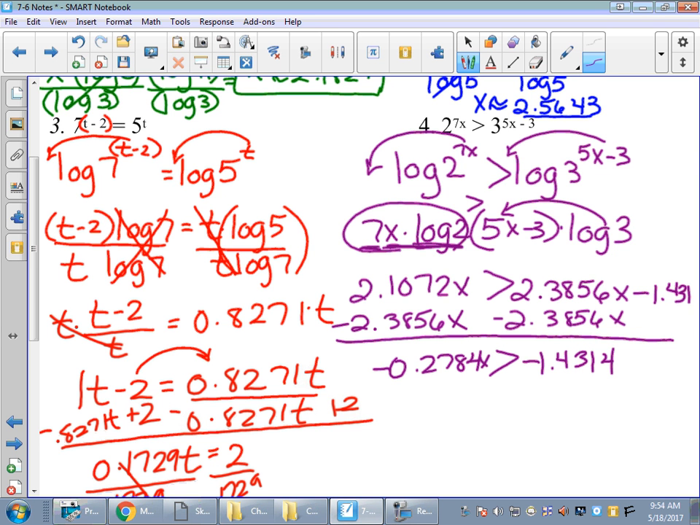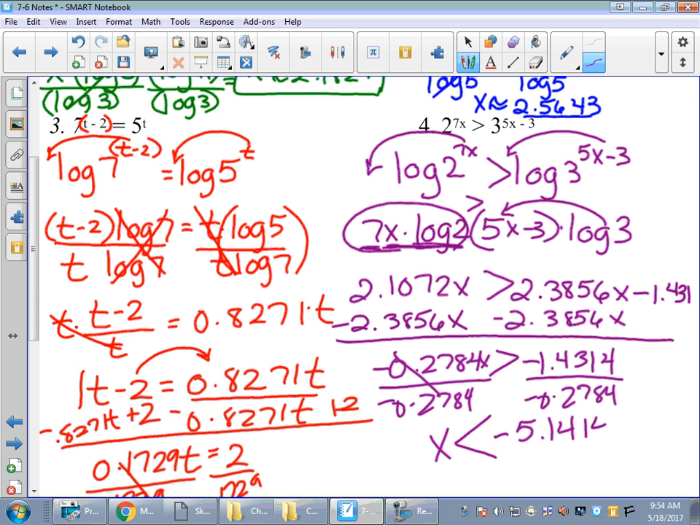So we're going to divide by this ugliness, and so x, when you divide by a negative, flips the inequality, less than. And I have that number in my calculator, so I actually want to divide that number by the last answer. And I get negative 5.1414. And there you have it.